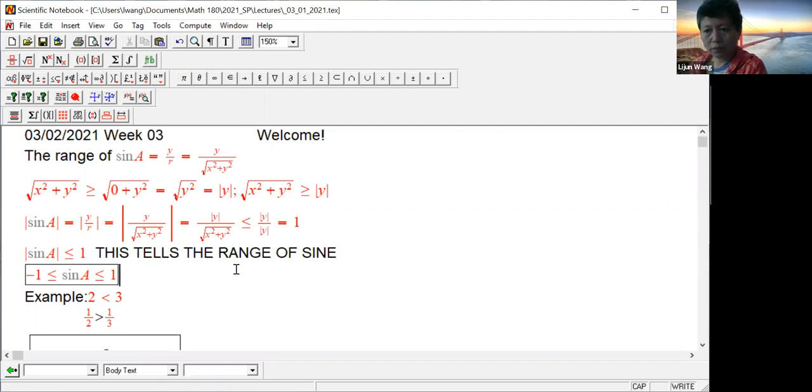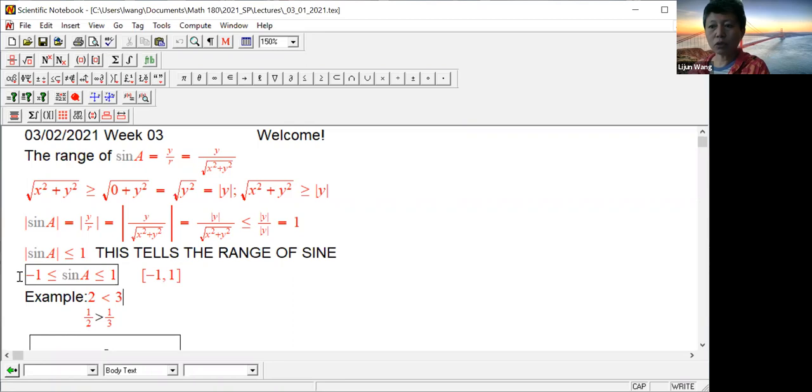Any questions? So this is the range. This is the form of range of sine A. I have personally witnessed a lot of students who have no idea about this, which is the range. We ask them, do you know what the range of sine is? They say, yes, I know. It's negative one to one. Okay, that's a perfect answer. But they cannot do this. And as a result, they're going to lose 10 points, 15 points, and so on and so forth.